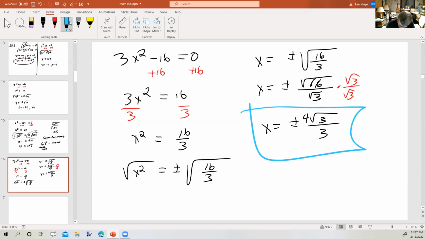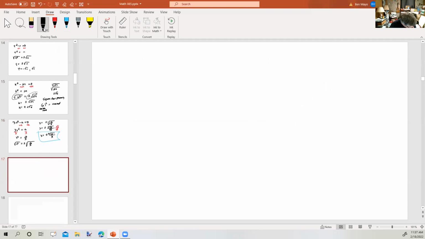But here again, we simplified, rationalized the denominator, all that stuff we've learned in the past comes forward with us here. All right, let's take a look at some more examples of this.